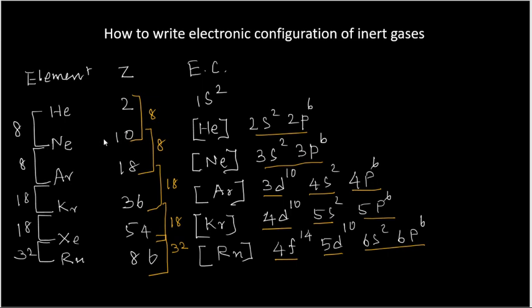And similarly, it has come across another period, that is S block and P block. So 2 plus 6, 8. So 10 plus 8, that is 18. When we come to argon, the atomic number of argon is 18. So 18 plus 18, 36 for krypton because it has come across the D block elements.